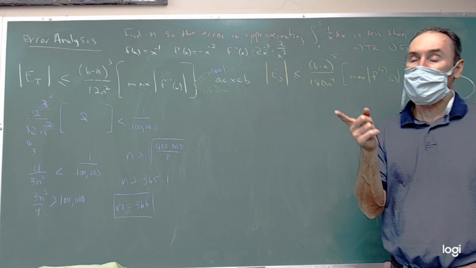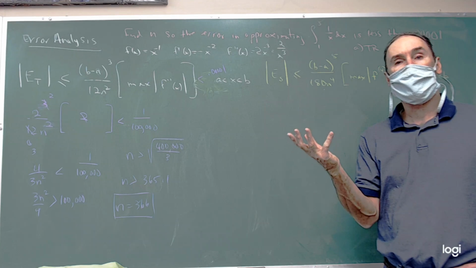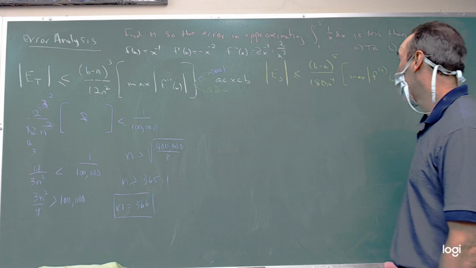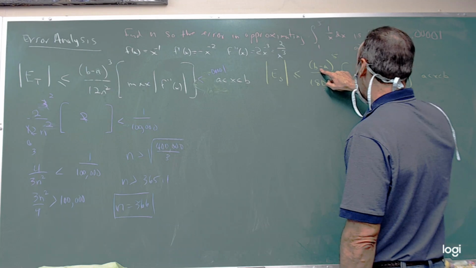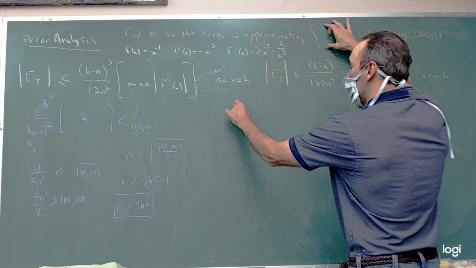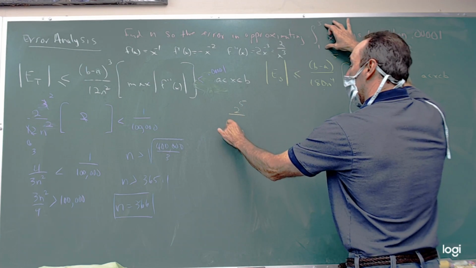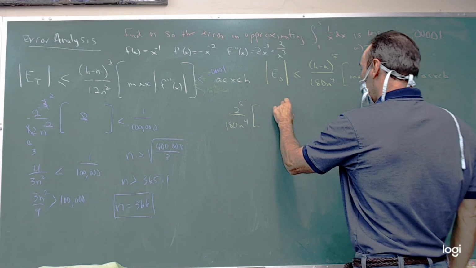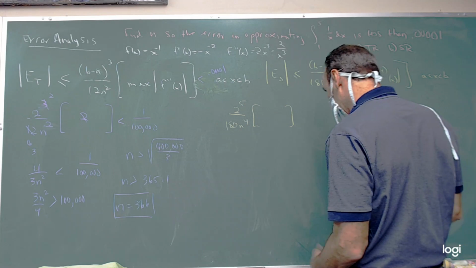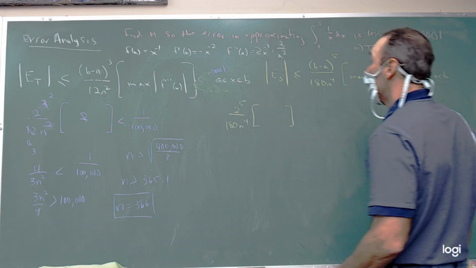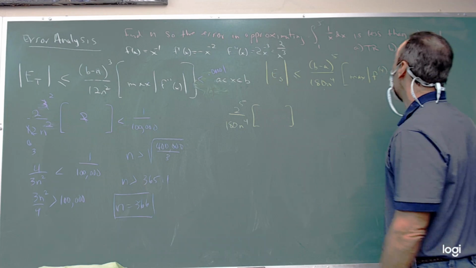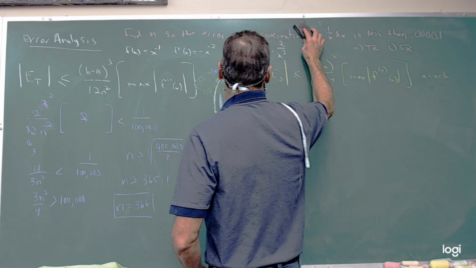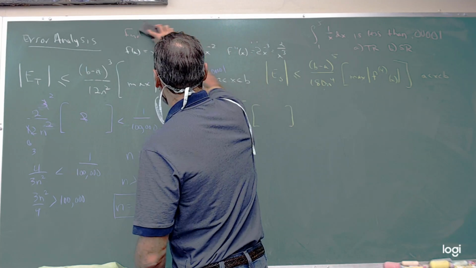Okay. So now we're going to do it with Simpson's rule, and we'll see how much more efficient using these little parabolas is. So our b minus a is still going to be 2. So that's 2 to the 5th over 180 n to the 4th. Now, we need the largest that the 4th derivative can be. So we have the second derivative here. And I'm running out of room, so I'm going to steal some from up here.